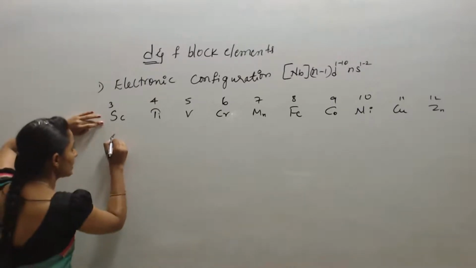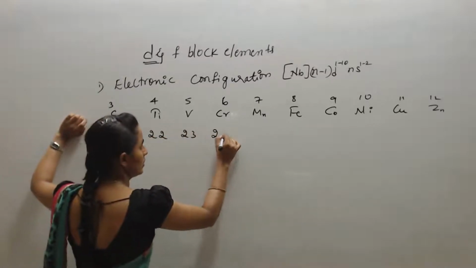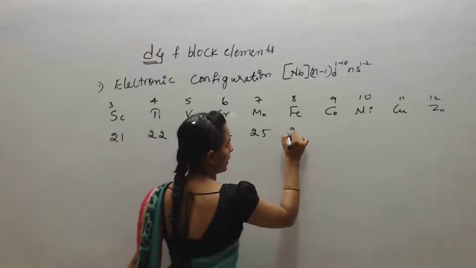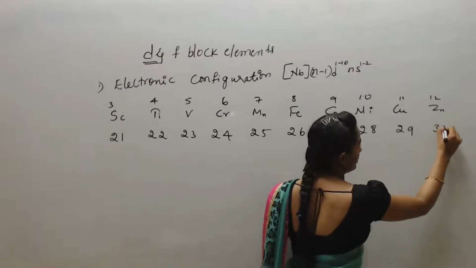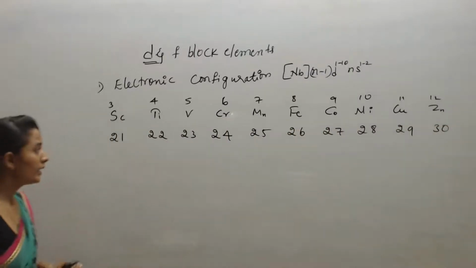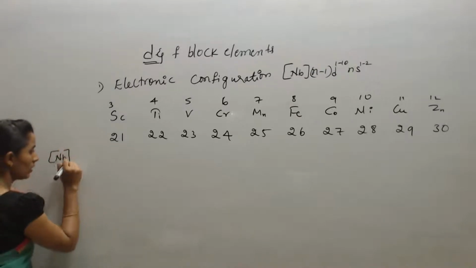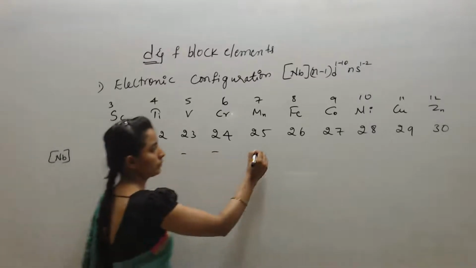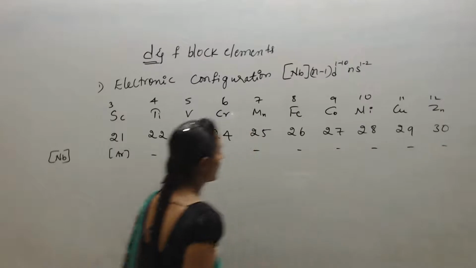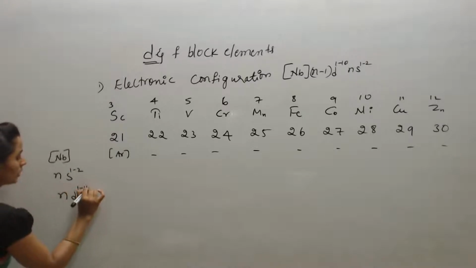So the atomic number of scandium is 21, then 22, 23, 24, 25, 26, 27, 28, 29 and 30. Next, if you want to write the configuration, the noble gas is there. That is the case for all. Argon, the same thing follows here. Next, ns 1 to 2 is there. Next, (n-1)d 1 to 10 is there.